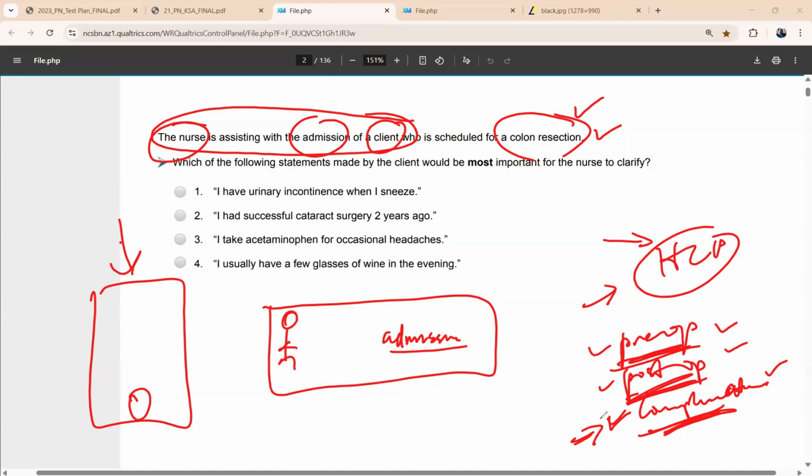So now when the NCLEX is testing colon resection, if this question is related to complication, I already know the kind of complication I need to expect because colon is related to the GI. So I'll start thinking about GI complication. I don't need to know about colon resection before I know all these things.